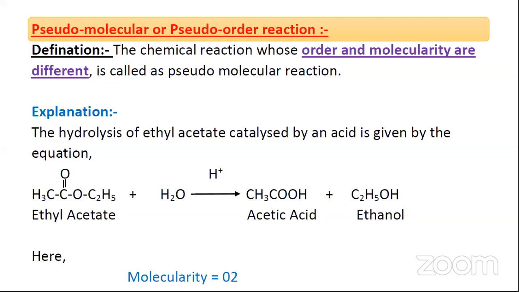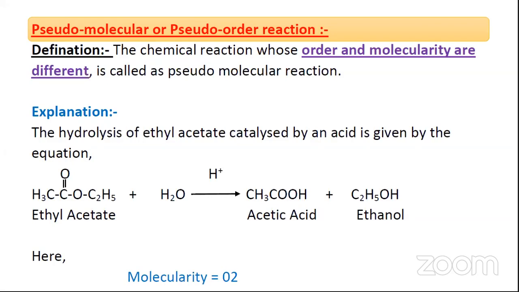So here, if we observe this reaction carefully, the molecularity of this reaction is equal to 2. What is molecularity? The number of reactant molecules which participate in a given elementary reaction is called molecularity. Here, two molecules, water and ethyl acetate, are participating in the chemical reaction. Hence, we can call this reaction a bimolecular reaction. Bi means two.